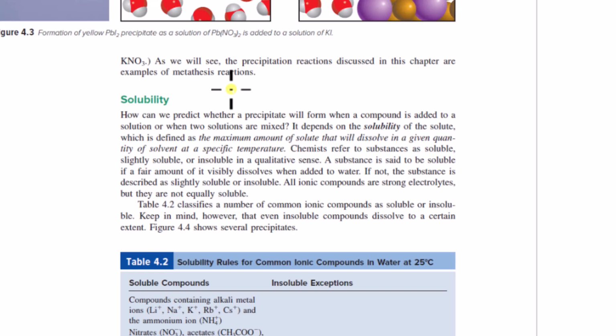Okay, and what's going to happen is that one part of one ionic compound interacts with a part of the other ionic compound. The parts interact and they switch spots, right? That's the character of a metathesis or a double displacement reaction.